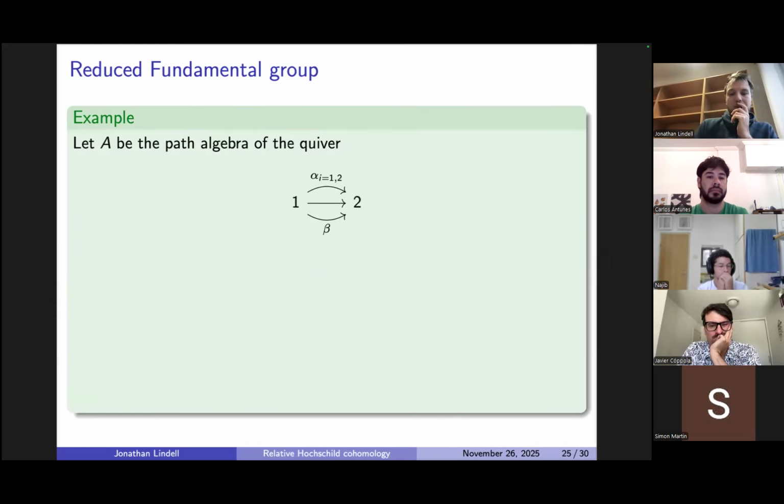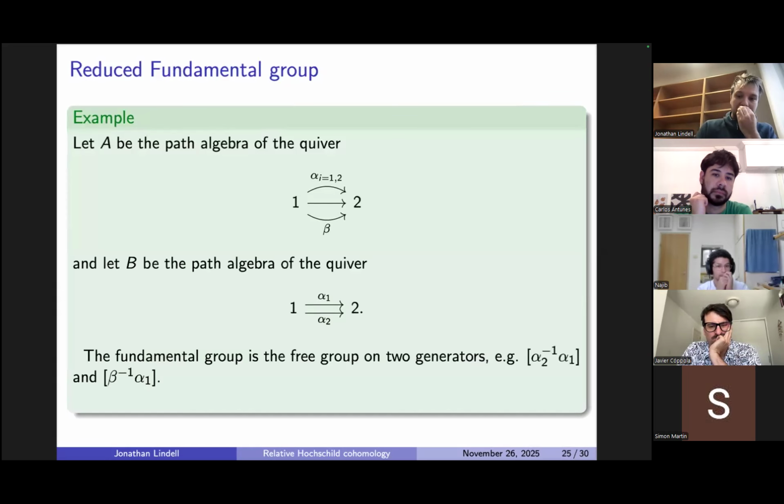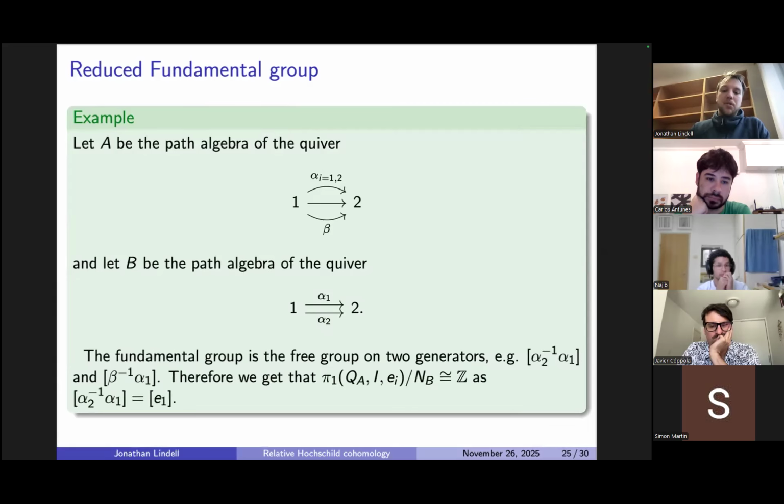If you look at the definition, to kill this generator we can pick V to be the trivial walk, U to be alpha 1, and U prime to be alpha 2. Then this is precisely a generator of our normal subgroup, so it is killed when quotienting, and we just get Z. It's like we're contracting this hole, and this hole doesn't exist anymore in the B part.